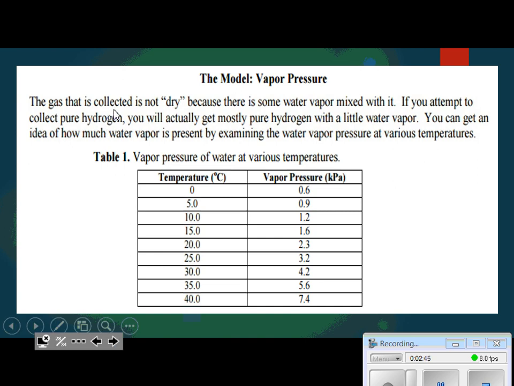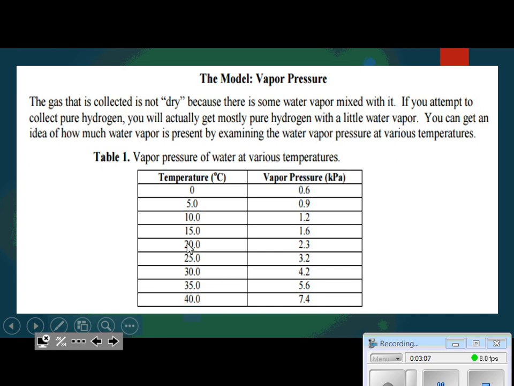So the gas that you collect is not called dry. It's not dry gas because there's some water vapor mixed in with it. If you attempt to collect pure hydrogen, then you're actually going to get mostly pure hydrogen with a little bit of water vapor. You can get an idea of how much water vapor is present by looking at the water vapor pressure at various temperatures.